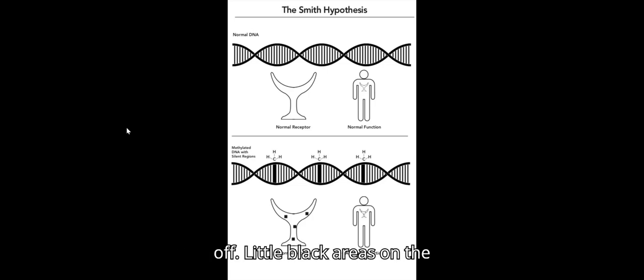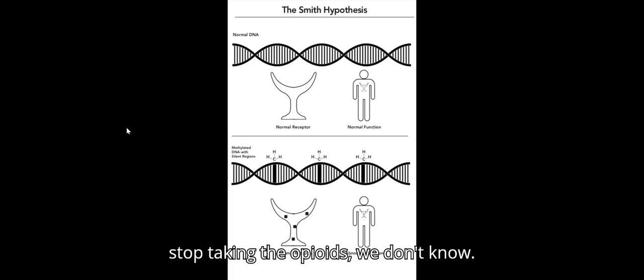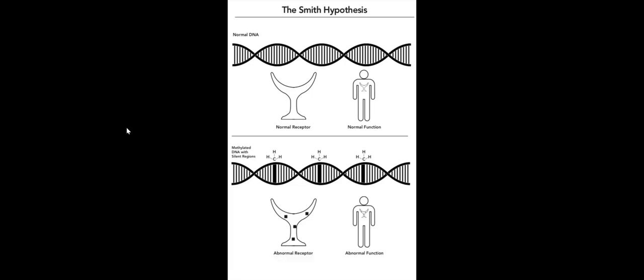Those little black areas on the DNA, those are areas that got turned off. You turn off enough areas, you're eventually going to turn off something important, something that was needed. Why it means you get sick when you try to stop taking the opioids, we don't know. Why taking another opioid helps, makes you feel better at least for a while, we don't know. We don't know this stuff.